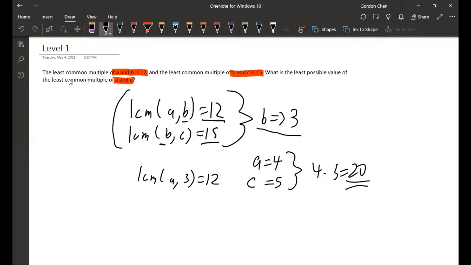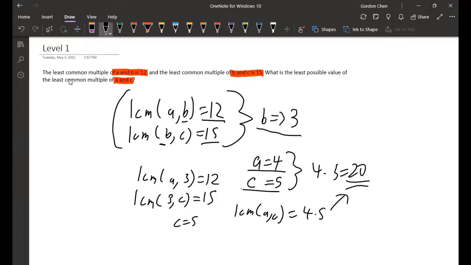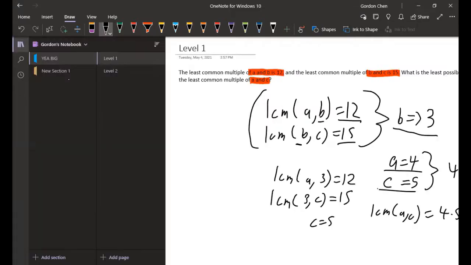If we have A equals 2, then the LCM would just be 6. So we have to have that A equals 4. And similarly, LCM for 3 and C is 15. We have to have C equals 5 because both are primes. So we have C equals 5. And the LCM of A and C is 4 times 5, which is 20. Yeah, and that's the least possible.